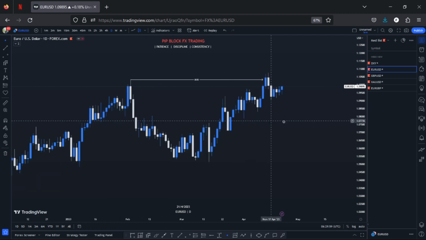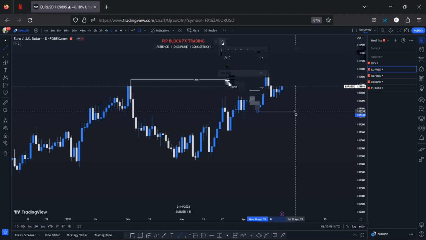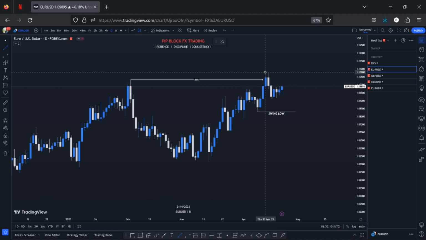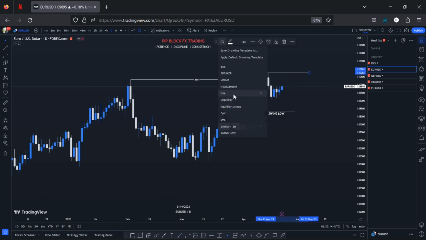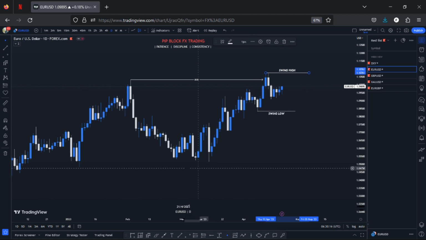So we had a very nice major break of structure, where this is going to be our swing high, and our swing low is right here. We also had a break of structure right here. So these are all reasons to let you know that Euro USD is very bullish.